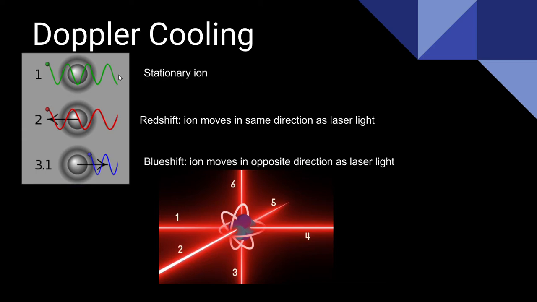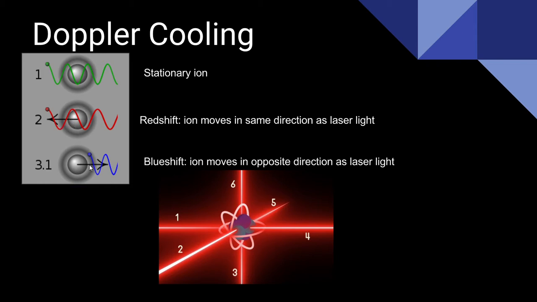The way it works is you set your laser to a wavelength of light that is higher than the absorption wavelength of your ion. So when the ion is stationary, as in one right here, from the ion's point of view, the laser light's wavelength is too large, so the ion does not absorb the light. Now, when the ion is moving in the same direction as the laser light, from the ion's point of view, the laser light appears redshifted, and this redshift is not the right wavelength, so the ion does not absorb it.